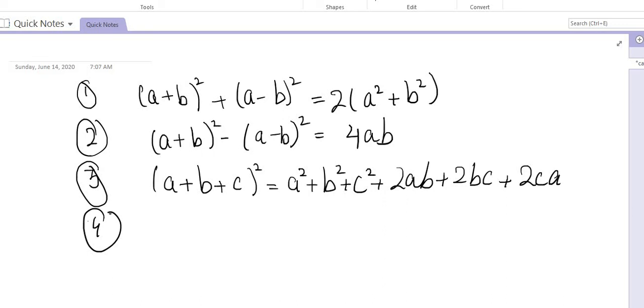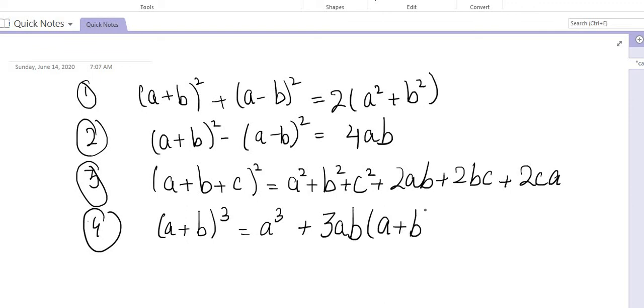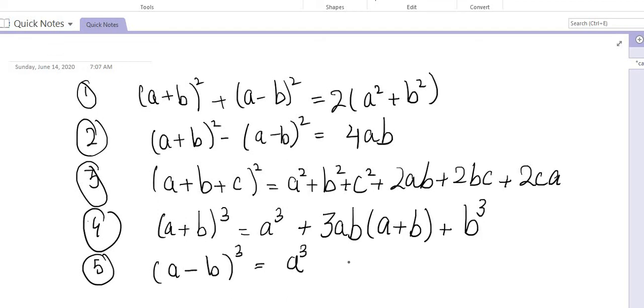Fourth one are the cubes. Just make notes like this, okay, and try to remember this at the start of your notebook. A plus b whole cube equals to a cube plus 3ab times a plus b plus b cube. Fifth, a minus b whole cube equals to a cube minus 3ab times a minus b minus b cube.